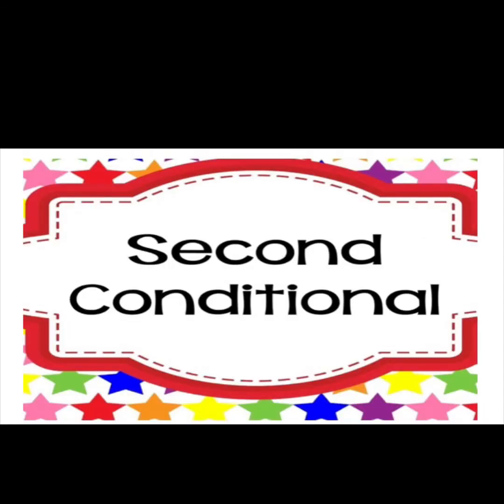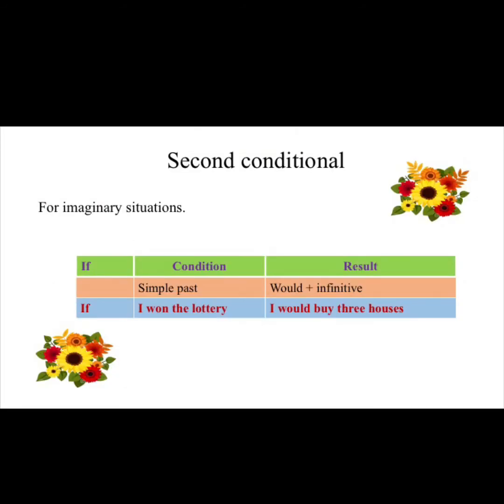Second conditional. We use it to talk about things in the future that are probably not going to be true. Second conditional for imaginary situations. Notice that in the if clause, this time we are going to use the simple past. And for the result, we are going to use would plus infinitive. Let's see an example. If I won the lottery, I would buy 3 houses.